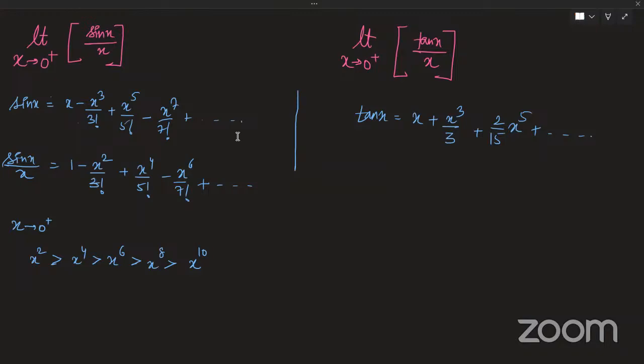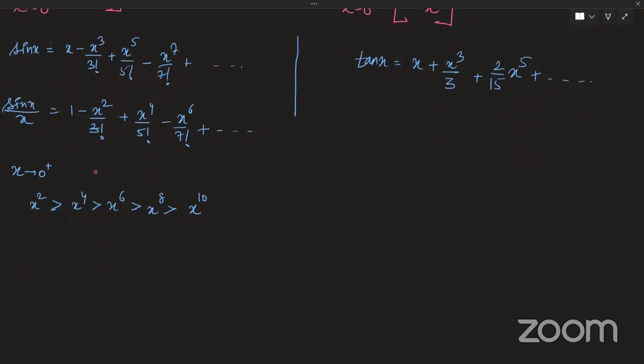I hope my voice is clear. The minus sign is there, but why should the minus sign have any issue with that? I'm just asking you which of these terms will have the highest contribution, the highest value in the series. Obviously, it will be x square. X square has the largest contribution to the series.